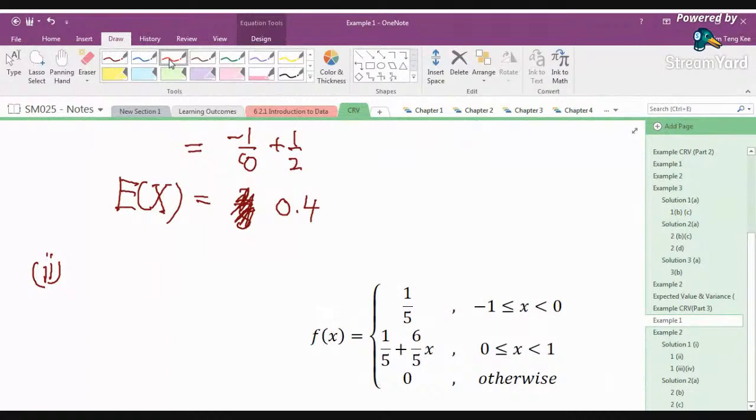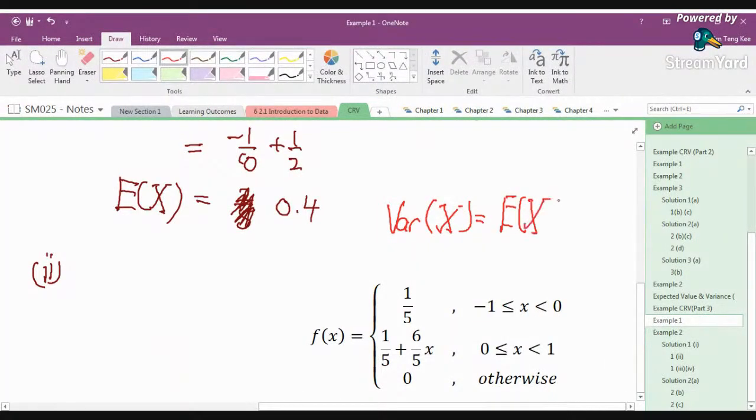So guys and girls, have a quick review. By the time you want to find variance, no matter whether it's the discrete or continuous case, the variance is always defined as the expected value of X squared minus the square of EX. So for this question, EX I already have the result. Now I need the EX squared.